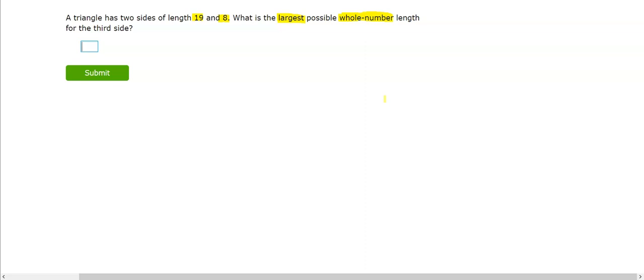So what I would recommend for this is simply take the two numbers that they give you, underline those, 19 and 18, and let's subtract them. And this is going to give us our minimum.